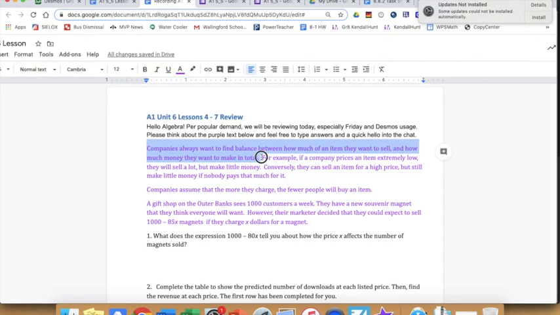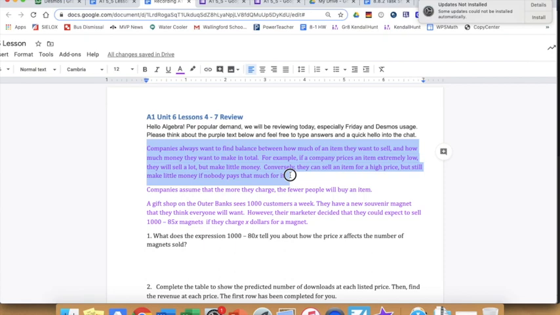For example, if a company prices an item extremely low, they'll probably sell a lot of that item, but they'll make very little money. Conversely, they can sell an item for a high price, but can probably still make very little money if nobody pays that much for it. If nobody buys that product, it doesn't matter how expensive it is, they're not going to make money.